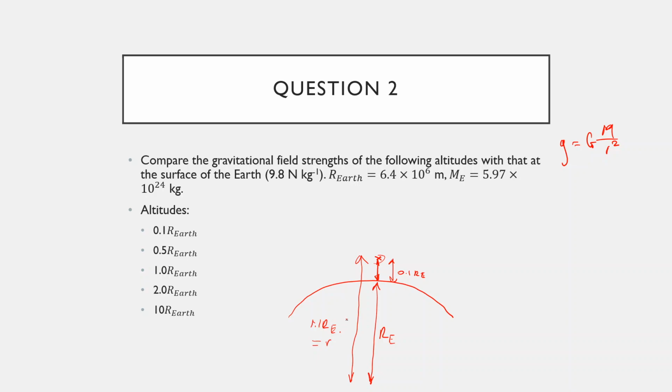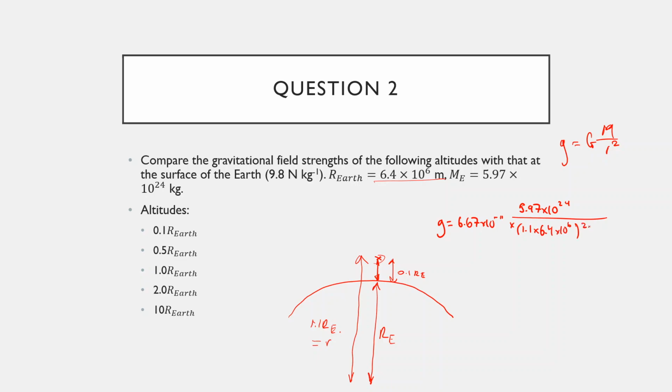Okay, and you can do the same thing for all of these other altitudes. I'm not going to waste time working them all out. You can do that yourself. Let's just work out the first one though. So g at that point there, if I put in all my data, 5.97 times 10 to the 24 kilos for Earth's mass over this value of r here, this little r, which is 1.1 times the Earth's radius. What's the Earth's radius? 6.4 times 10 to the 6 meters.